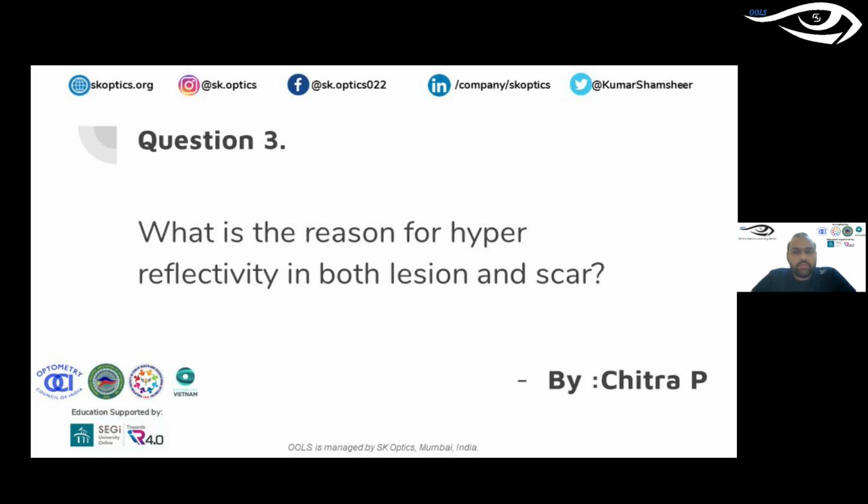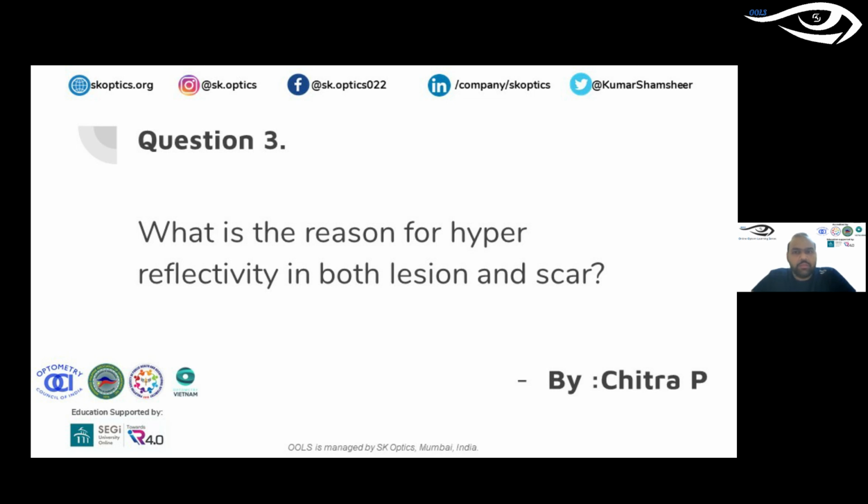But in case of a scarred cornea, the time delay that it would take, or the intensity at which the light is going to get reflected back, is actually going to differ from what a normal cornea would be sending back or reflecting back.